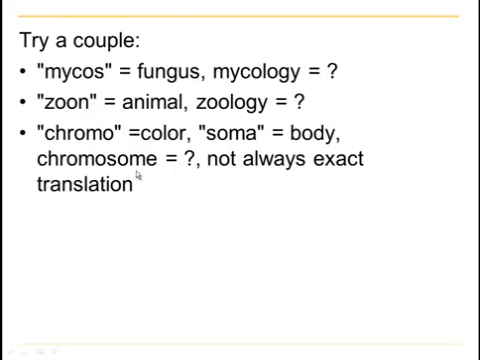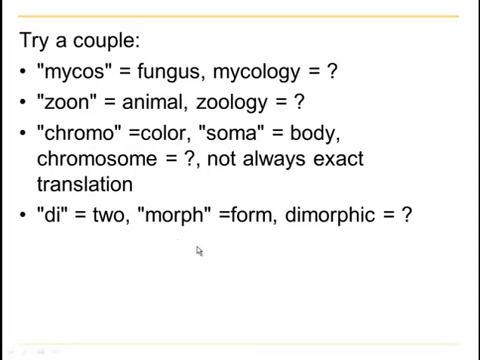Here's a couple more roots. Chromo is color, soma is body. Chromosome is what? Well, you could say colored body, but that's not always an exact translation. In this case, of course, a chromosome is a body that's seen inside the nucleus of cells when the cell is dividing, and it contains the DNA or the genetic information. It's called a colored body because it has an affinity or an attraction for stains, which are used to create greater contrast in slides for light microscopes. So again, I just wanted to throw one in that wasn't so clear-cut, because everything is not so clear-cut. You'll see that when you try to use the Dictionary of Word Roots and Combining Forms.